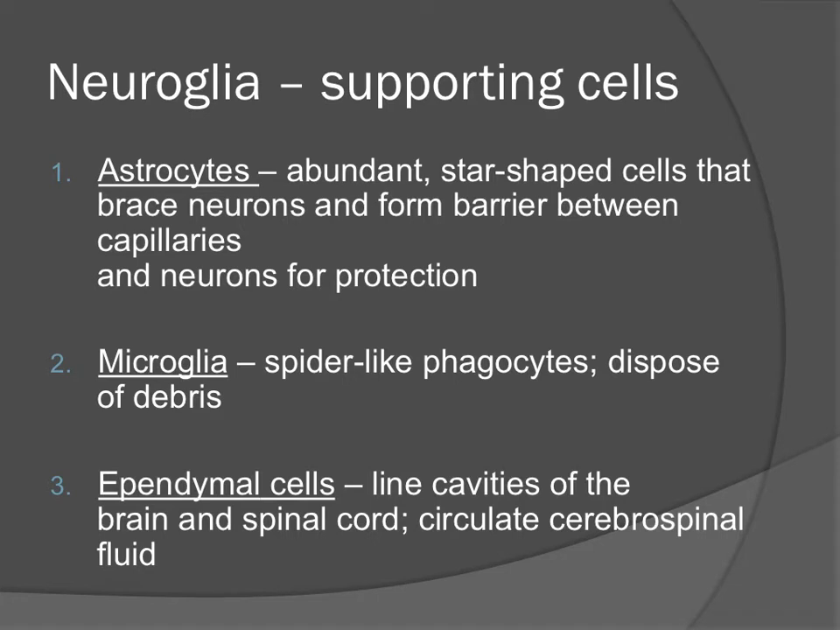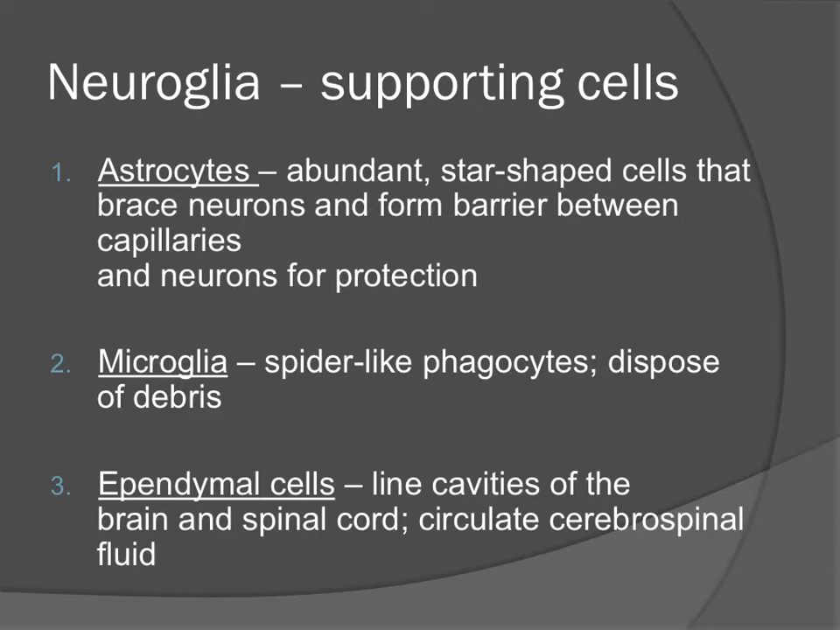Neuroglia are supporting cells. We have astrocytes, abundant star-shaped cells that brace neurons and form barriers between the capillaries and neurons for protection. These are found in the brain and spinal cord. They are the most abundant cell of the human brain, and they provide support, provision of nutrients to the nervous tissue, maintenance of balance, and a role in the repair and scarring process of the brain and spinal cord following traumatic injuries. So your astrocytes help to repair that scarring process of the brain.